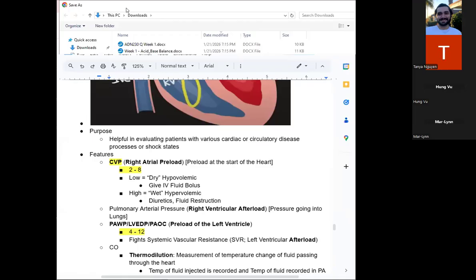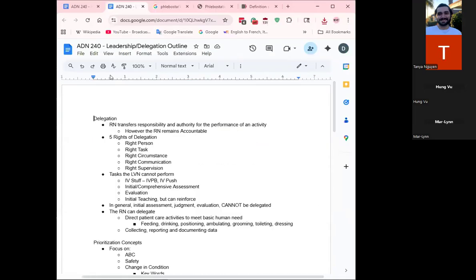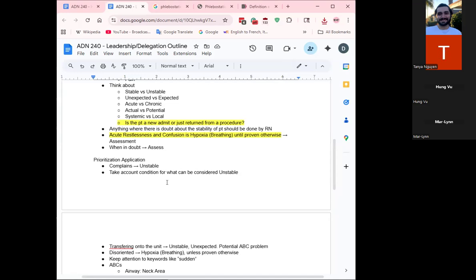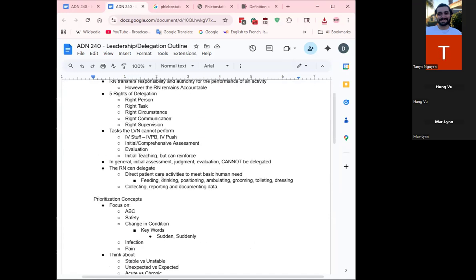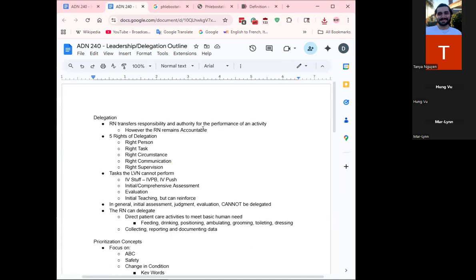Okay, so I'll give you this document, and then I have one for leadership and delegation. I'm not going to go over it directly. It's very short, but this is something that you can look at on your own. The main idea is if you get asked a multiple choice question, like, what are the 5 rights of delegation? Making sure you have the right person, the right task, right circumstances, communication, supervision.